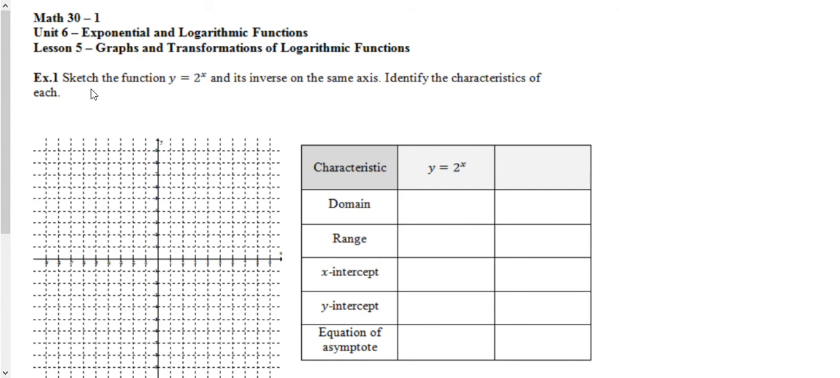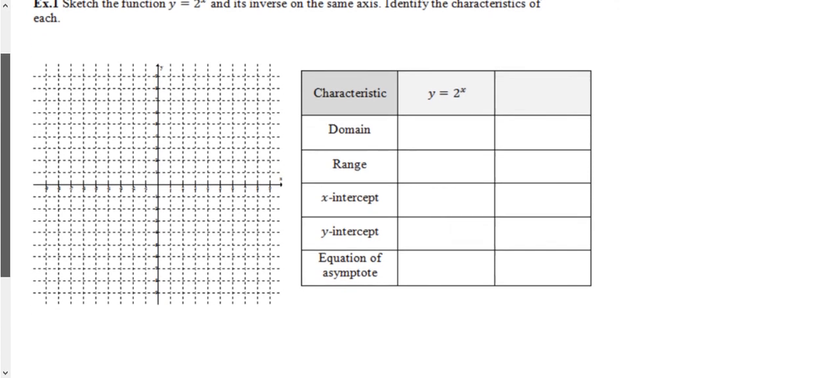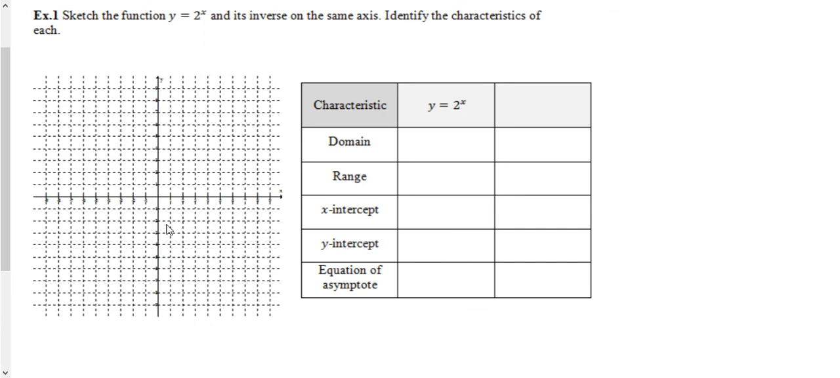So right away here we have example 1. It says sketch the function y equals 2 to the x and its inverse on the same axes, so basically on the same graph here. Identify the characteristics of each off to the side. So my equation is going to always start off at (0, 1).